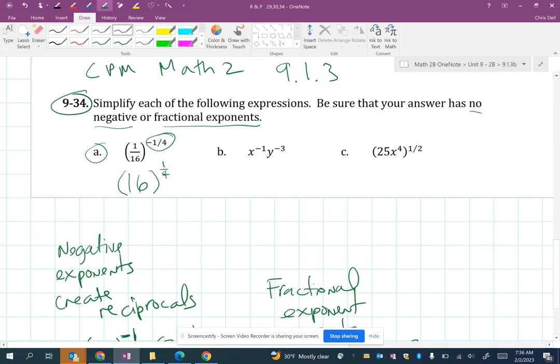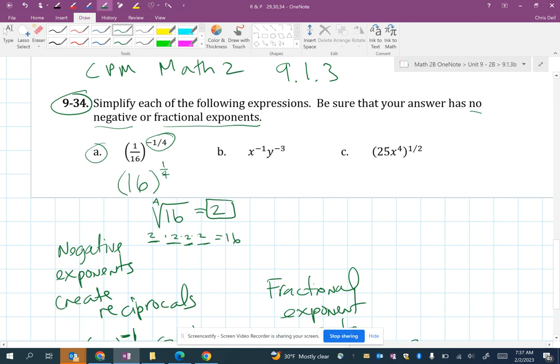So if I look at my number here, so now I've taken 16, now it's to the +1/4. That means the same thing as the fourth root of 16. So I'm looking for a number that multiplies by itself 4 times to equal 16. Well, that would be 2. 2 times 2 times 2 times 2 is 16. So therefore, the fourth root of 16 is 2. So the answer to A is 2.